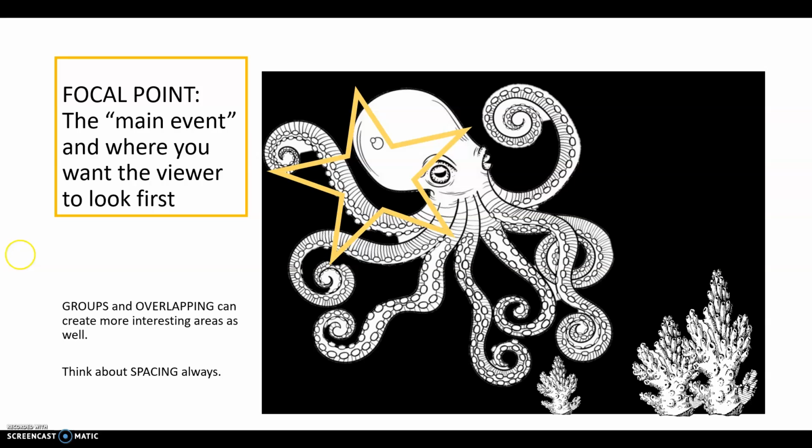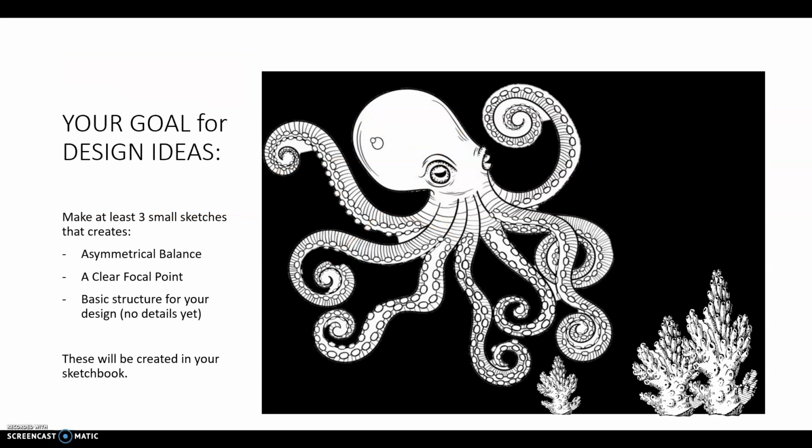We also have some supporting characters in the coral. They're interesting. They're also grouped and they're overlapping. So the grouping of them where they're touching each other and the overlapping of the elements really creates a more interesting design. You want to always think about spacing. So the tentacles of the octopus, now that he's really big, are very close to this little baby coral here. That makes it more interesting to look at.